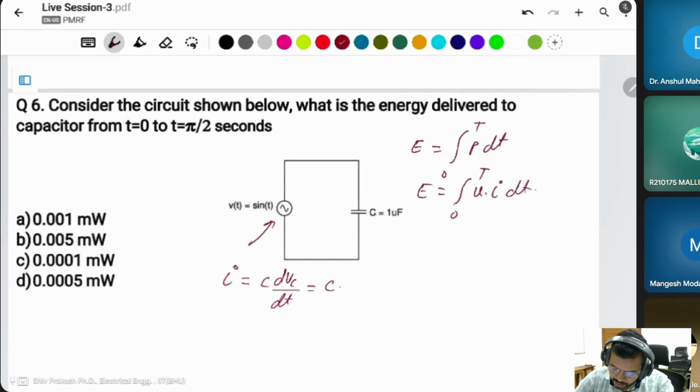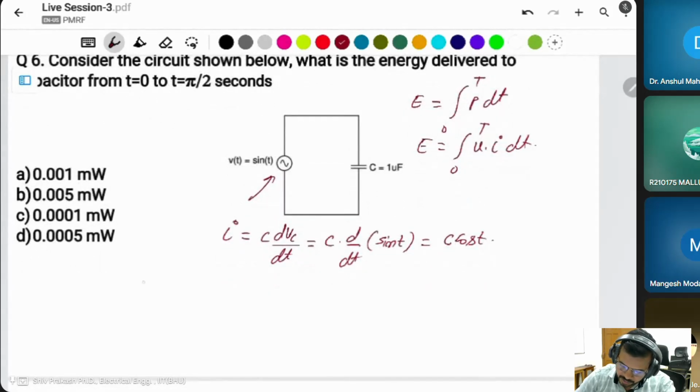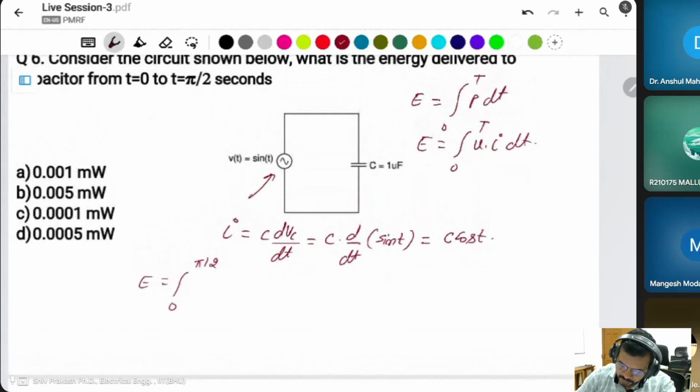I equals C d by dt of the voltage, which is given as sin t. Differentiation of sin t is cos t. And what is the energy? It is asked from 0 to pi by 2. Voltage is sin t and current is C into cos t. You can take C common.